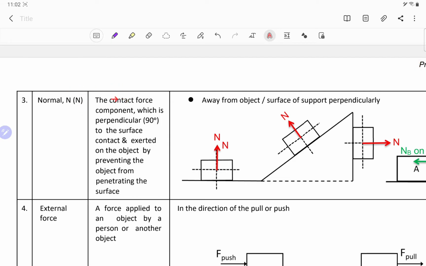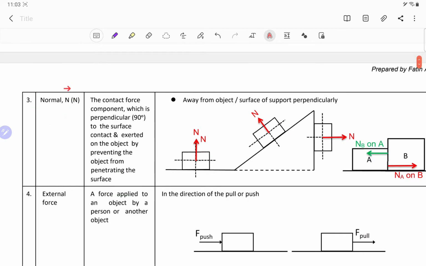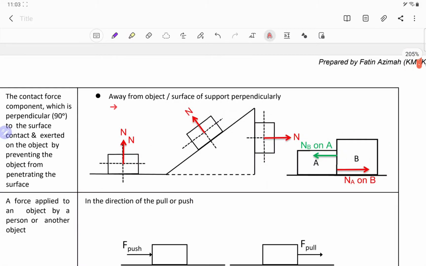Next we go to normal force. So normal force is the contact force component which is perpendicular, 90 degree, to the surface contact and exerted on the object by preventing the object from penetrating the surface. So this normal force will only exist when two objects are in contact, bila ada dua objek bersentuhan. And the direction of the normal force is away from the object or the surface of support perpendicularly. So now for example for the first diagram, kita ada objek diletakkan pada lantai. So the normal force is going up from here sebab in contact with the floor.